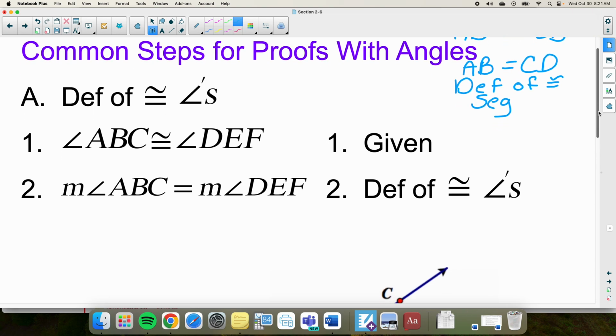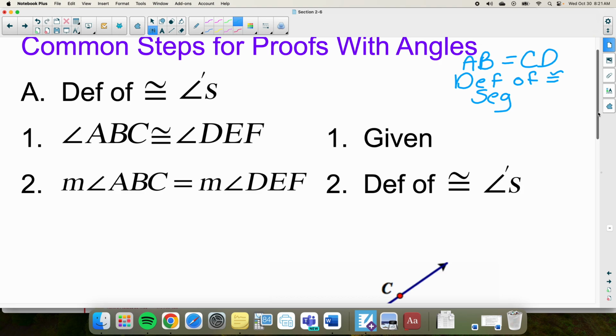Today, sometimes in our proofs, we're going to be given that two angles are congruent, and then what you can do is take the squiggly off and add these M's. Do you guys know what those M's are for? Measure, right? So when you take the squiggly off and add the M's, or take the M's off and add the squiggly, that is called definition of congruent angles.